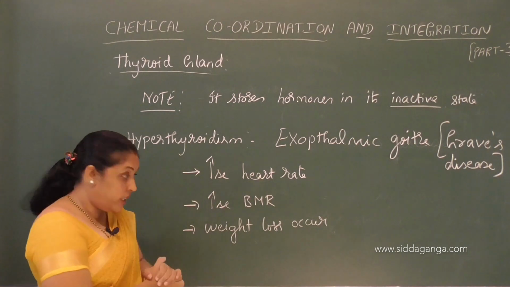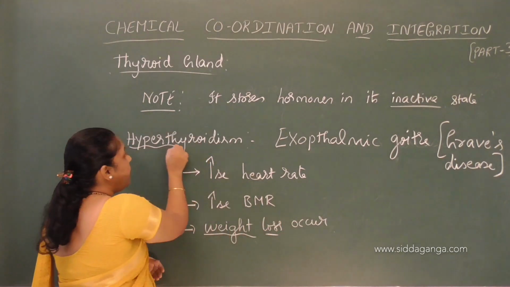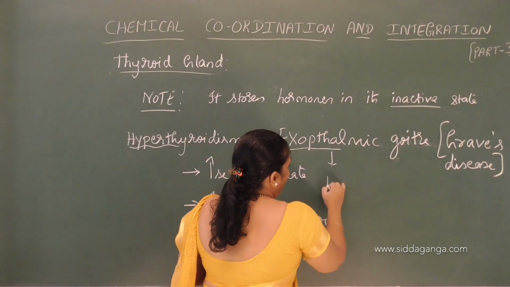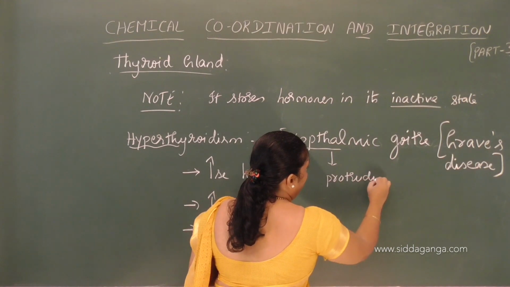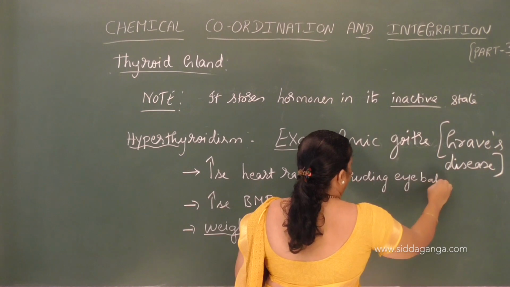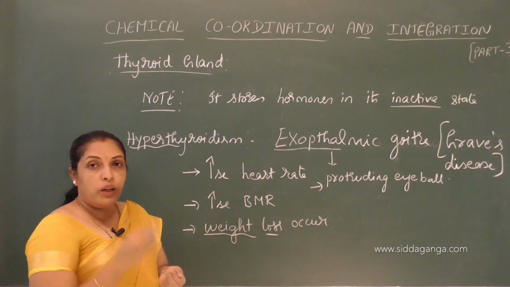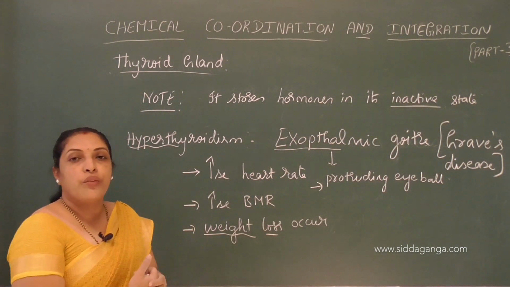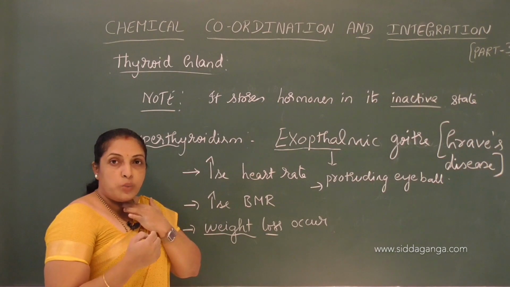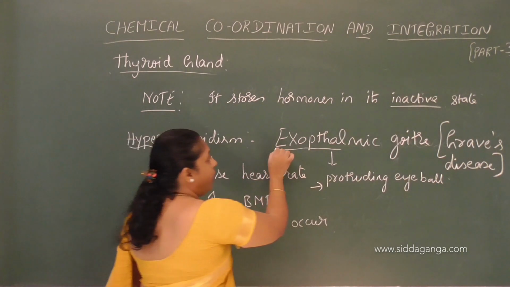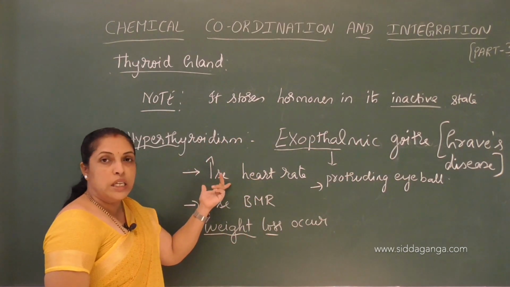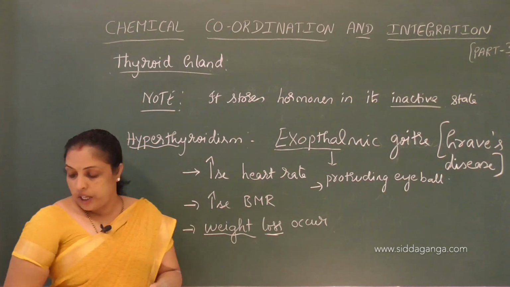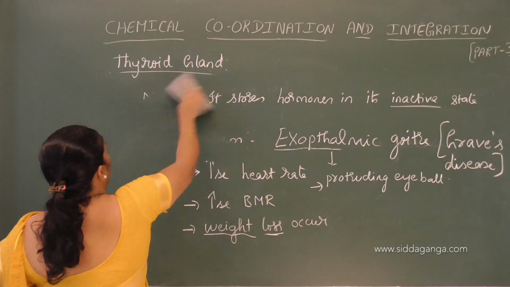In spite of regular intake of food, we see weight loss in hyperthyroidism, in hypersecretion of thyroid hormones. In exophthalmic, we see protrusion of eyeball. Exophthalmic means the eyeball protrudes forward. Goiter means enlargement of thyroid gland. With the enlargement of thyroid gland we see protrusion of eyeball, that's why it got the name exophthalmic goiter. That is about the thyroid gland.